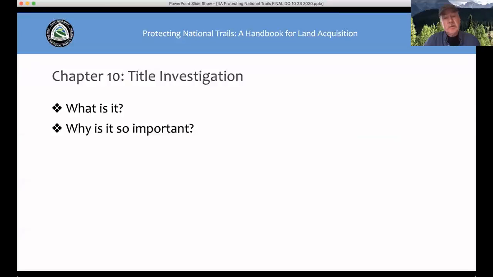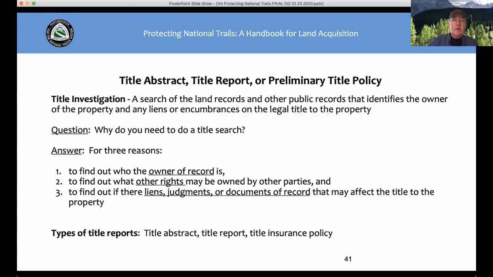The only way to assure that you are actually dealing with the owner of a property is to pay someone to do a title investigation, or have someone who's qualified to do so for you do it themselves. It tells you who owns the land, and it also tells you who the holder is of any of those other sticks in the bundle of sticks. You can get a title abstract. You can get a title report. The gold standard is a title insurance policy in which a title insurance company indemnifies you if any of their work isn't accurate.